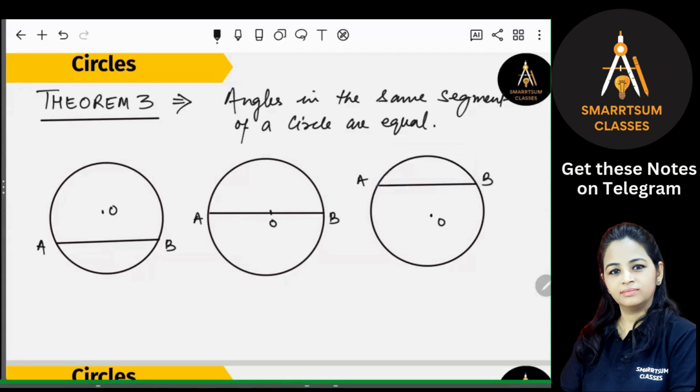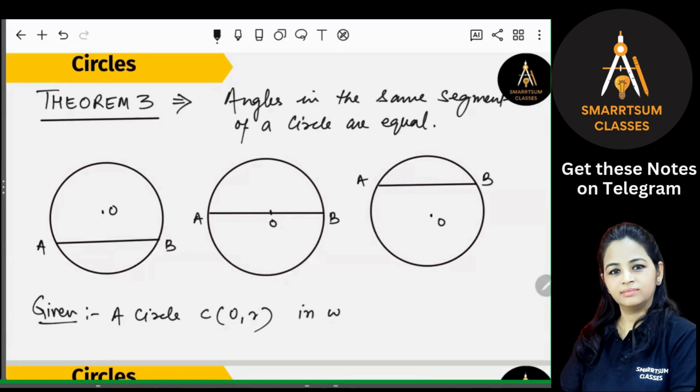Okay. Now, what is given here? Very first, we should see what is given here. Given is a circle C(O, R). All are the same circle, that is C(O, R), where O is the center and R is the radius.